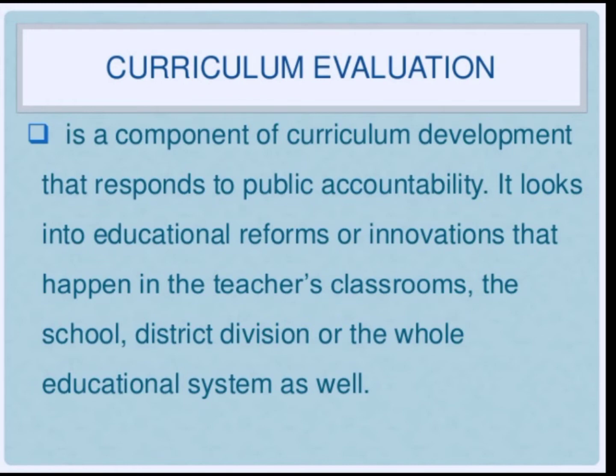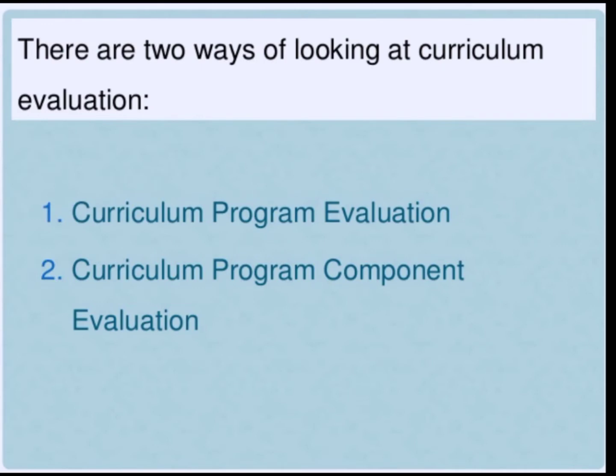So, let's go to ways of looking at curriculum. There are two ways. The first is curriculum program evaluation. Curriculum program evaluation refers to the overall aspect of a curriculum as a subject, degree program, and curriculum reform program. I have some examples: curriculum development as a subject, the Bachelor of Education as a degree, and mother tongue-based multilingual education as a program.